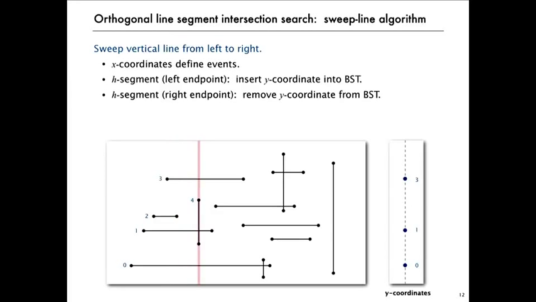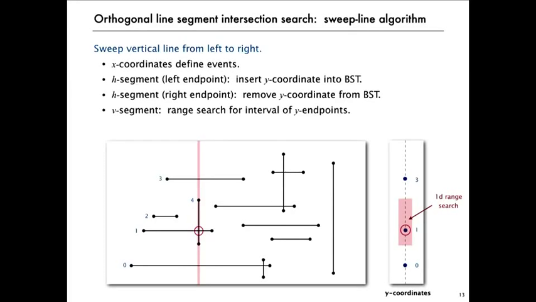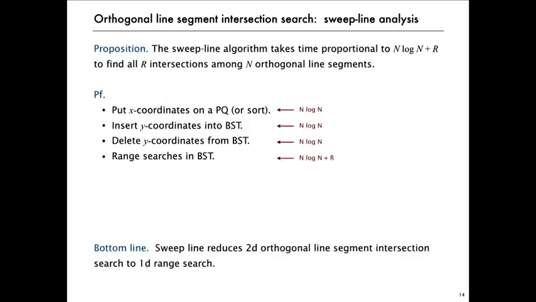And then the third kind of event is what happens when we hit a vertical line segment. Well, in that case, all we need to do is a range search for the interval of y endpoints. Any point that's inside that interval is going to represent a horizontal line segment that is an intersection. That's the basic idea behind the sweep line algorithm, to find intersections in sets of horizontal and vertical lines.